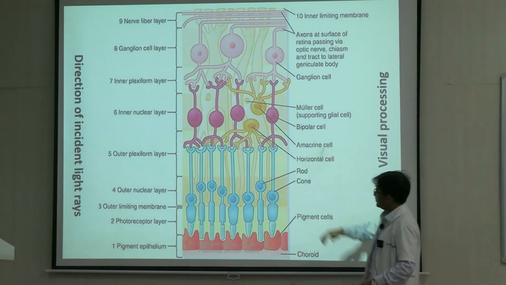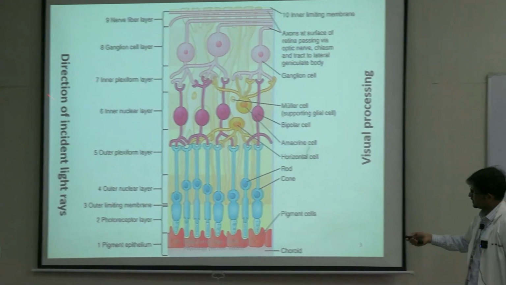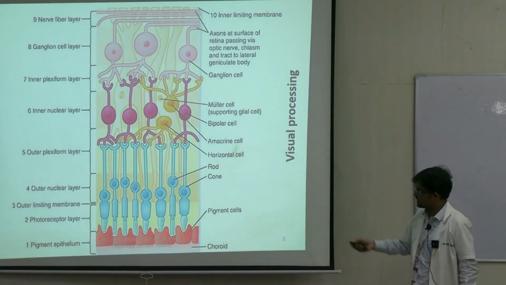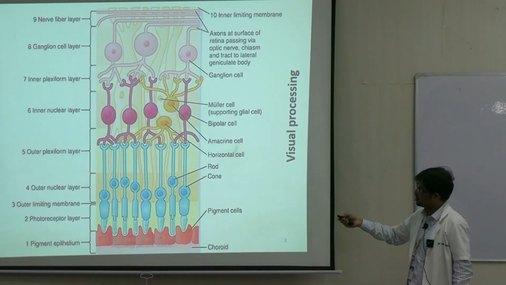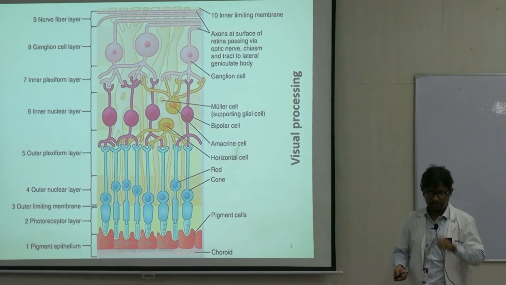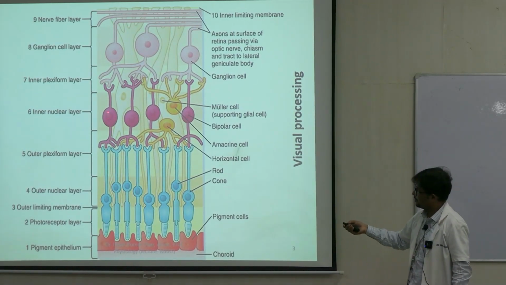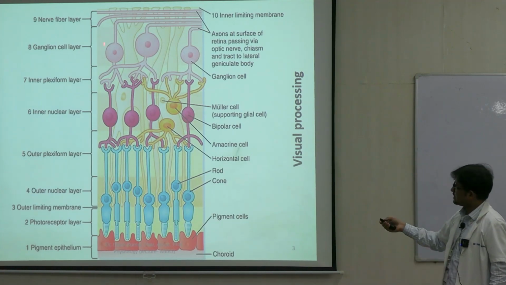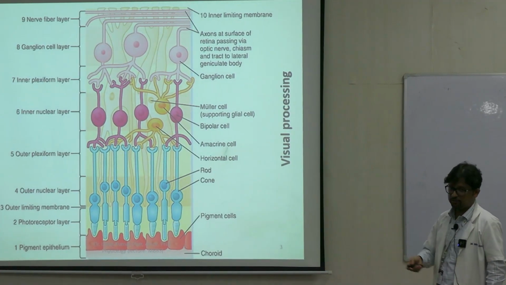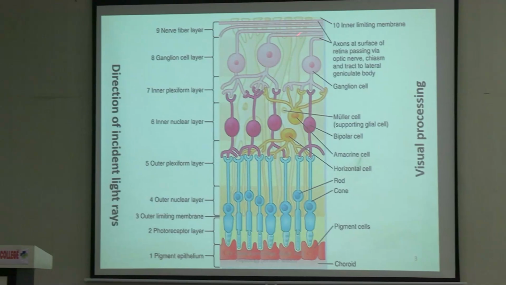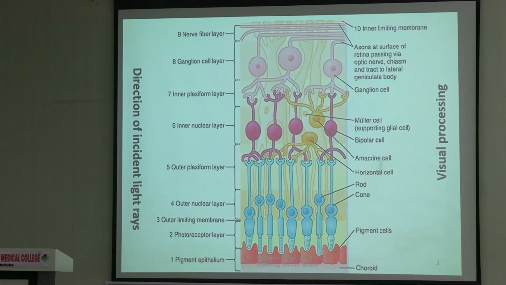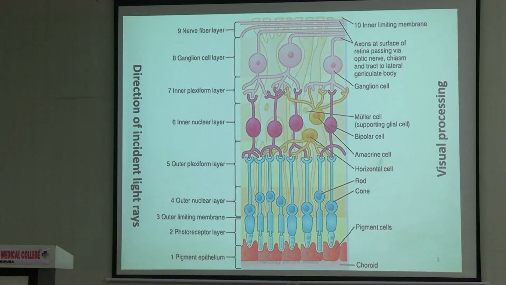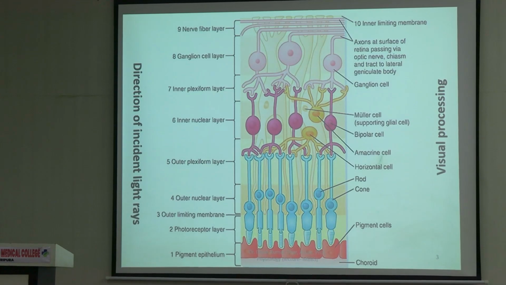The next layer that you see is the inner nuclear layer, the nuclei of the bipolar cells, followed by one more synaptic layer, the inner plexiform layer. Here you have a synapse between the bipolar cell and the ganglion cell. And the last layer, after the ganglion cell layer, you have the nerve fiber layer, where axons of the ganglion cells organize themselves, and the 10th layer is the inner limiting membrane, right?